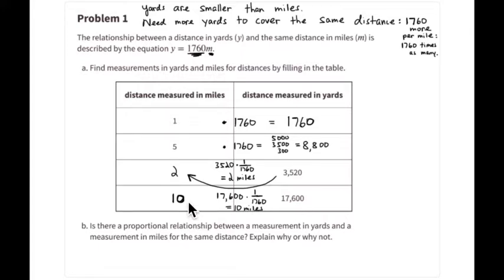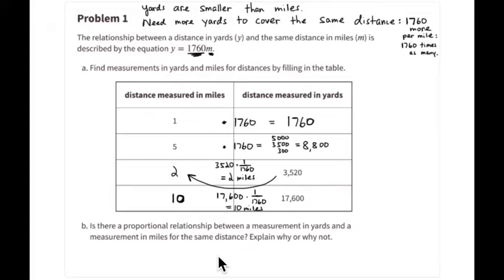17,600, that's 10 miles. Notice, no, I take that back. This is dividing by 1,760. The answer is 10 times that because it has the same digits. This is 1,760, and then this is 10 times that. So the answer is 10 miles.